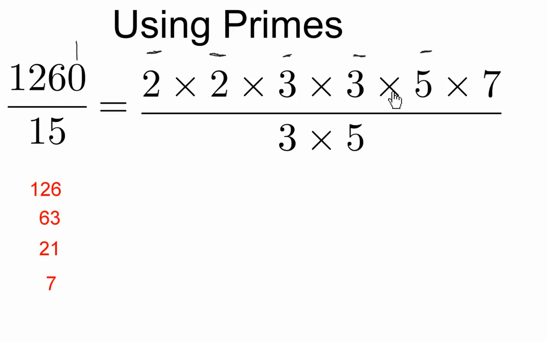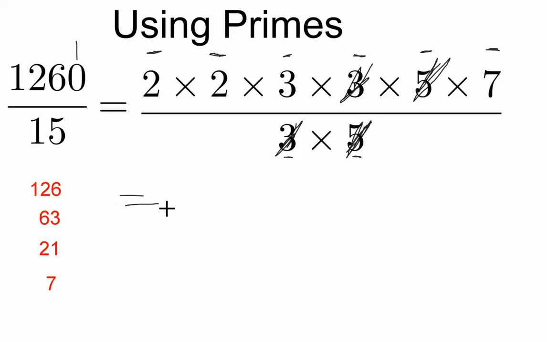So I've broken that up really quickly into all its prime factors. Same thing for 15. I've got 3 and I've got 5. So now, instead of having to go through and do long division, I can simply go, well, that 5 and that 5 cancel each other out, and that 3 and that 3 cancel each other out. So I'm left with 2 by 2 by 3 by 7.